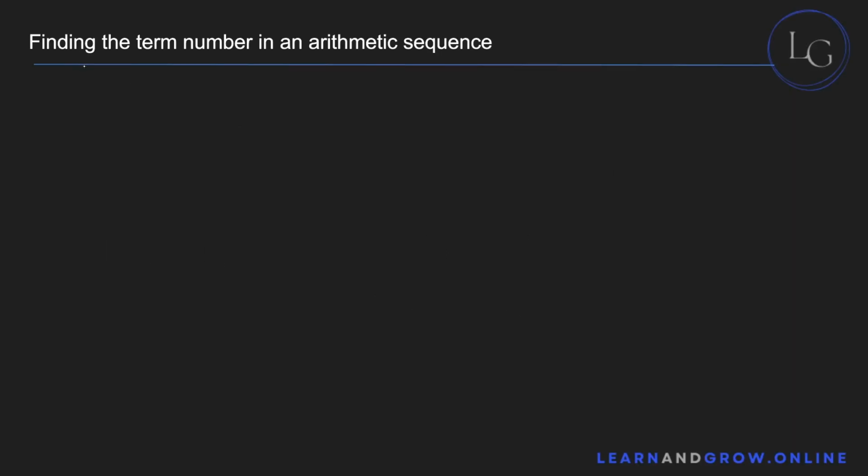So now we have to find the term number in an arithmetic sequence. We have this arithmetic progression, and the three consecutive terms here are 5, 2, and minus 1. So we have to find, is minus 85 in the progression, and what is the term number? For example, the first term is 5, the second term is 2, and the third term is minus 1. So we have to find the term number for minus 85.